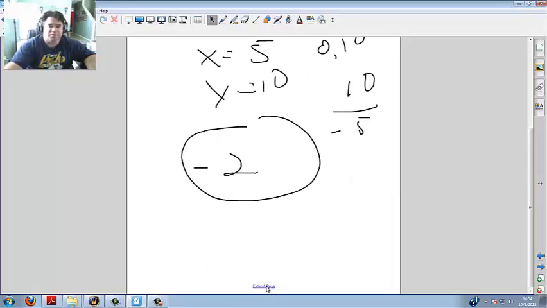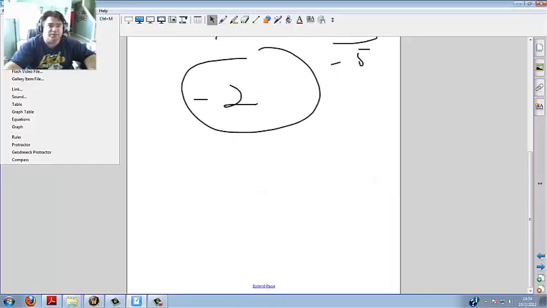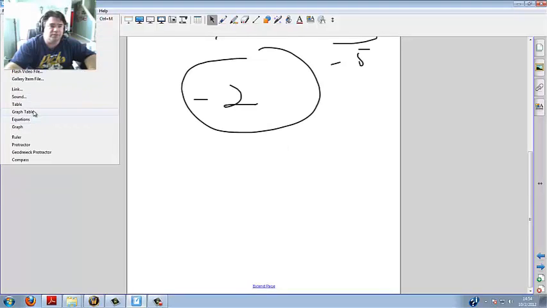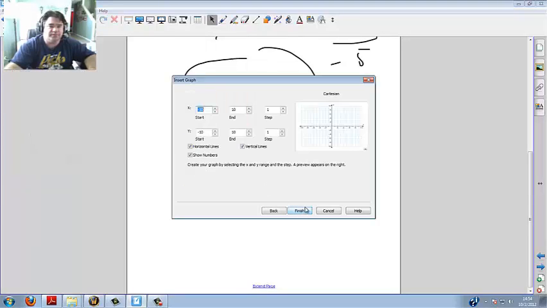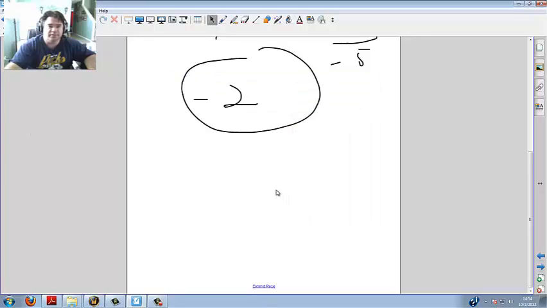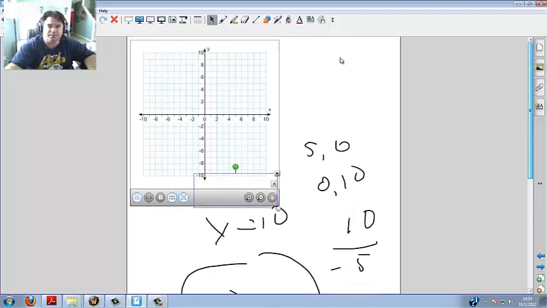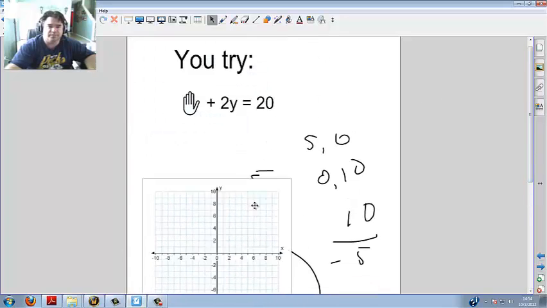And if I wanted to be really squared away about it, I could go ahead and insert a graph here. Cartesian graph is fine. Hey, where'd you go? Hey, come on down here now. I don't need you up there. I need you down here in the action.